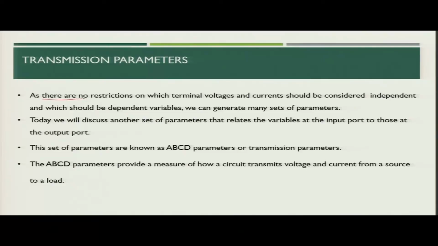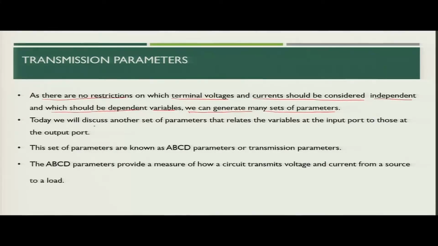Basically, there are no restrictions on which terminal voltage and current should be considered independent and which should be dependent. So, we have 4 variables V1, I1 and V2, I2. We can choose any one set of voltage or current as an independent parameter and the other set as a dependent parameter. Based on the choice we can generate many sets of such parameters. We discussed a few of them in our previous lectures.